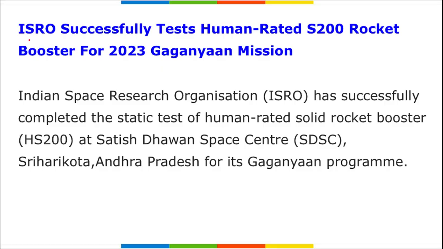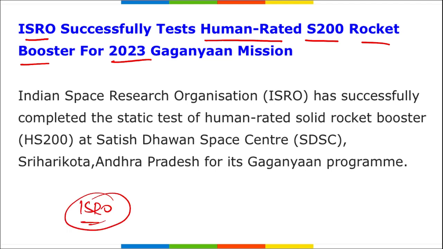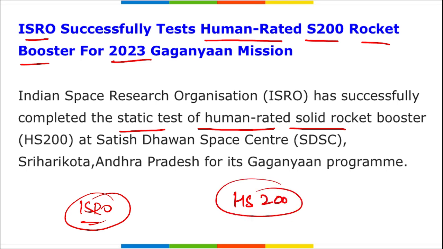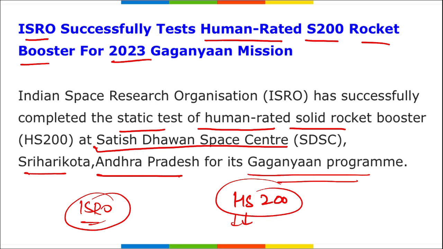Next, we will be talking about how ISRO has recently successfully tested the human-rated HS-200 rocket booster for the 2023 Gaganyaan mission. So remember, ISRO, that is your Indian Space Research Organisation, completed the static test of the human-rated solid rocket booster, that is HS-200, and HS is your human-rated solid rocket. This test was conducted at Satish Dhawan Space Centre, that is at Sriharikota, Andhra Pradesh, for its Gaganyaan mission.